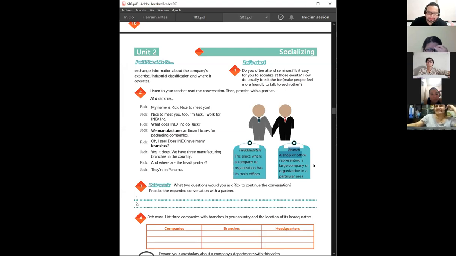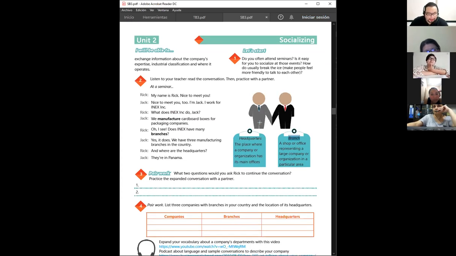There is a Panadería El Rosario in La Sacamil. There is Panadería Rosario in Plaza Merliot, in some different places. So that is a branch. They were talking about a company, which is Inex, and about the headquarters, which is this one, and the branch. I don't know if you have any questions regarding this.